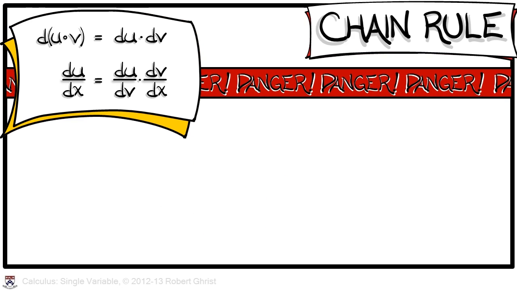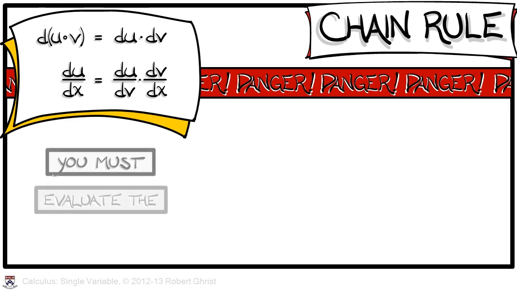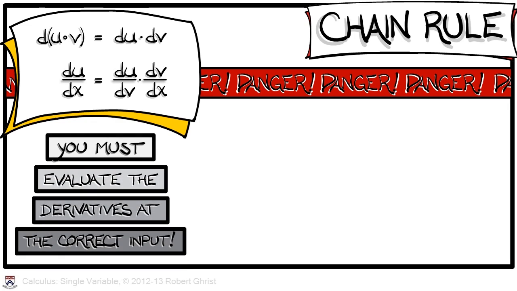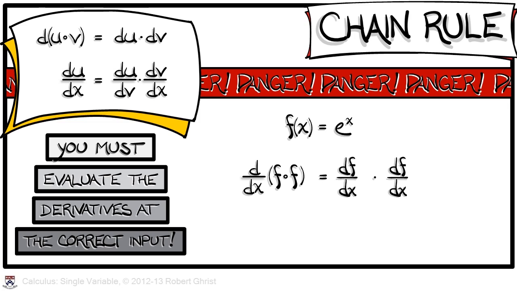Now, one has to be careful. The differential notation is especially misleading at this point. You must evaluate your derivatives at the correct inputs. Let's look at a simple example. Let's say that f of x is the exponential function, e to the x. What is the derivative of f composed with itself? Well, according to the chain rule, it should be df dx times df dx. Well, that's not exactly what it is, because we have to be careful about the inputs.